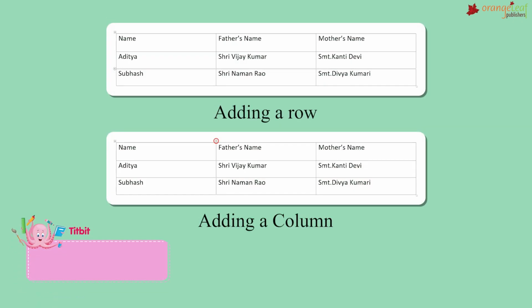Let's look into this trivia. To add a row or a column, hover the pointer over the margins of the cell where you want to add a row or column. Click on the plus sign that appears. To add a row and to add a column.